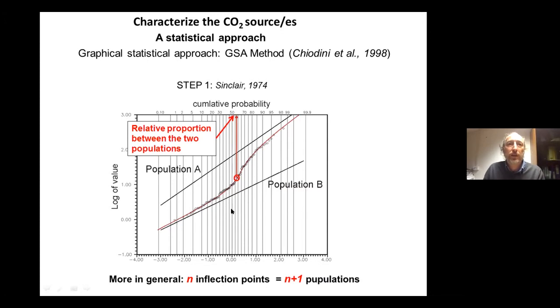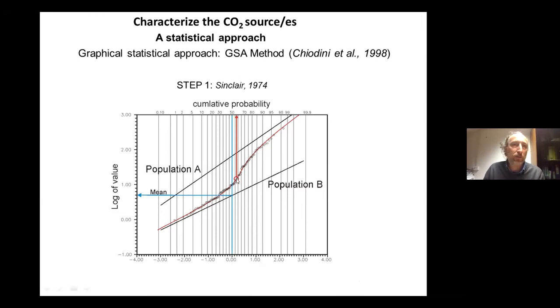So this diagram also gives us other important information. For example, the cumulative probability of the inflection point also suggests the relative proportion between the populations. So we can define the statistical parameters of the two populations, but also their relative proportion in the mixture. With the relative proportion, we can also estimate the average values of the single populations and their standard deviation. So if we have a complex data set with fluxes deriving from both, for example, biological carbon dioxide production and deep carbon dioxide production, with this method we can characterize both the biogenic component of the flux and the deep component of the flux.